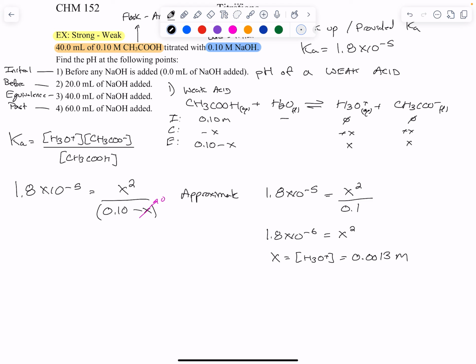0.0013 molar. And again, the pH is negative log of our hydronium. So the pH is negative log of 0.0013. And I'm getting 2.89. Hopefully you're getting the same number. So that is how we do number 1, just like a weak acid. What's the pH of this 0.1 molar weak acid, or whatever the concentration happens to be?